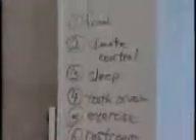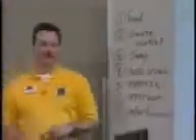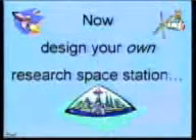Okay, now that we have brainstormed and talked about some of the things that we would need and that we would want on our space station, the next thing that we're going to do is have you design your own research platform or your own space station. Each one of you will take a piece of graph paper and you're going to design and draw out the plans for your own research station.